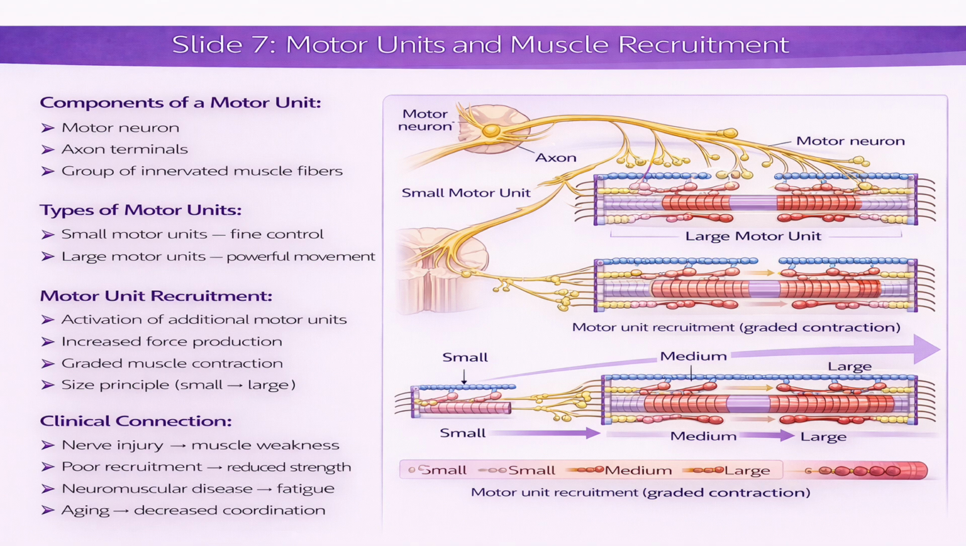Clinically, disruption of motor unit function may result in weakness, poor coordination, and early fatigue. Nerve injuries, neuromuscular disorders, and age-related changes may impair recruitment patterns and compromise functional performance. For NCLEX-style application, learners should recognize that reduced strength, tremors, or impaired fine motor control often reflect abnormalities in motor unit activation and require thorough neurological and musculoskeletal assessment.